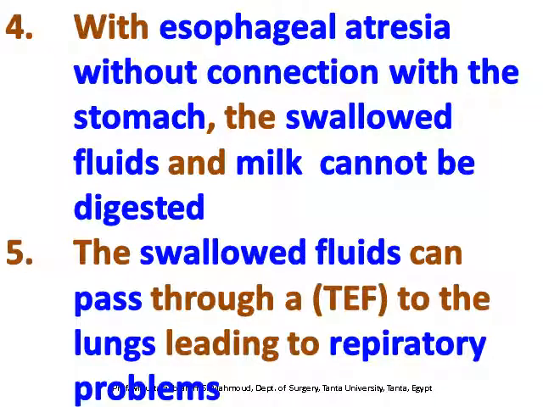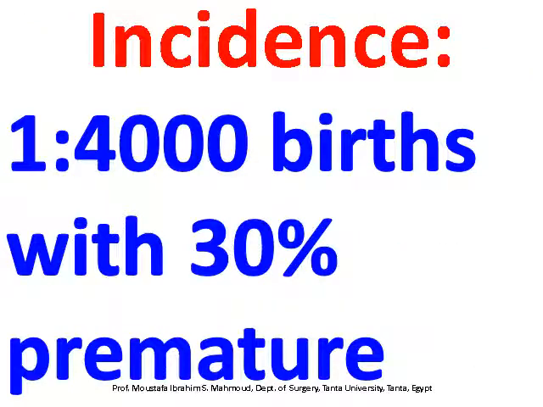With esophageal atresia without connection with the stomach, the swallowed fluids and milk cannot be digested. The swallowed fluids can pass through the tracheoesophageal fistula to the lungs, leading to respiratory problems. The incidence is 1 to 4,000 births, with 30% premature.